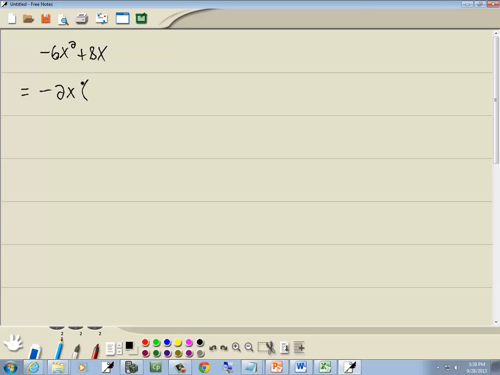Now remember, a factor means to divide out. So negative 6 divided by negative 2 is 3. We had two x's, we took one away, so that leaves us a single x. 8 divided by negative 2 is negative 4. We had one x, we took it out, so there's no x's left. So our answer is negative 2x times 3x minus 4.